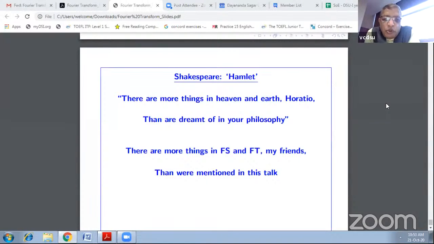And I'm sure the lecture was very interesting, and the kind of narration and the kind of summary that was given to us is phenomenal. I think the last three or four were fantastic in terms of the understanding of the power of the Fourier transform.